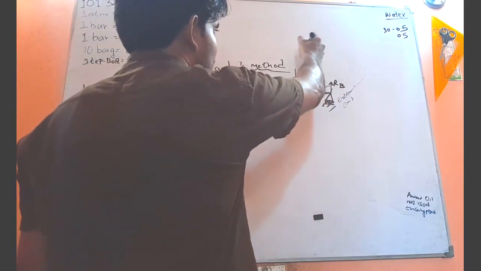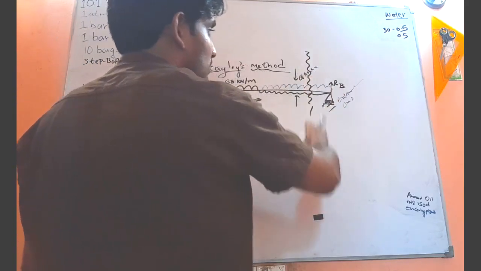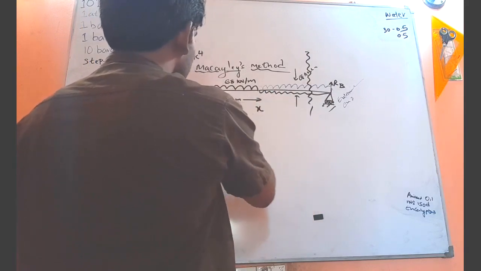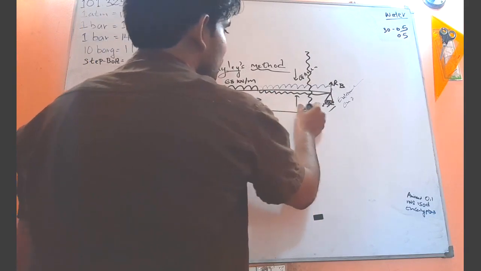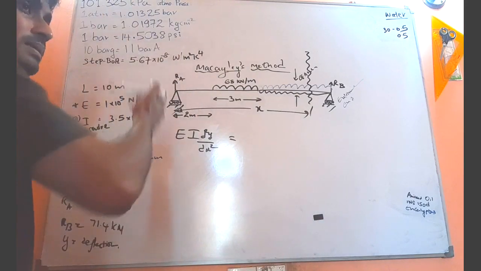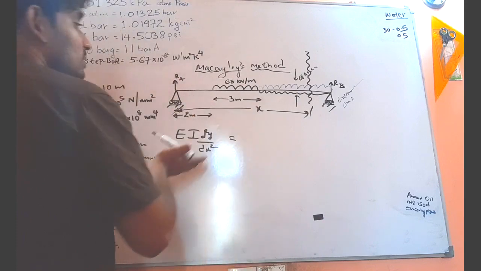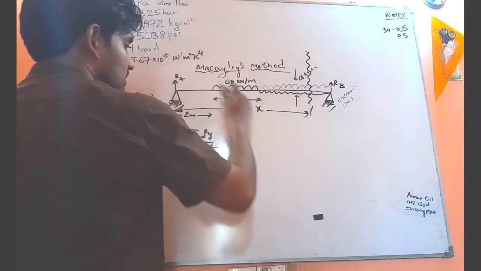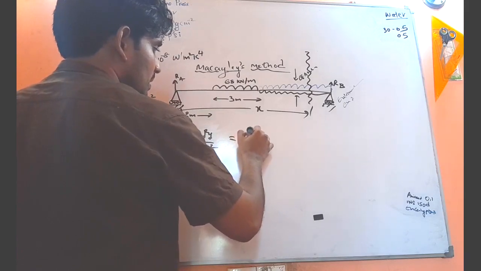So let's think that I am going to cut from here. So now this is the section that I have cut. The distance x is measured from the left to here. Taking the bending moment, the left side going up will be positive, so you know that: Ra times x.